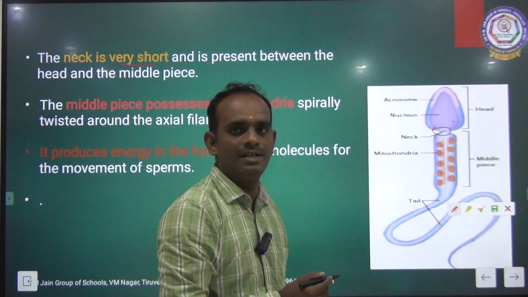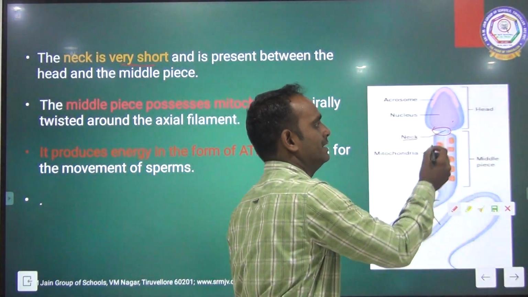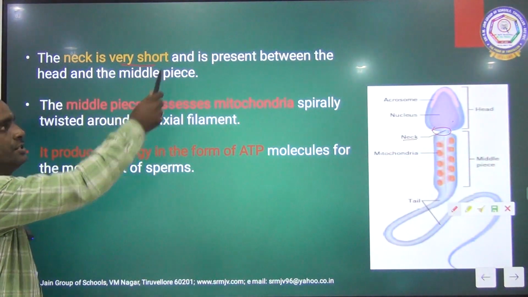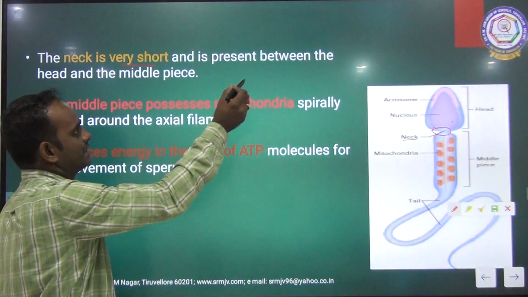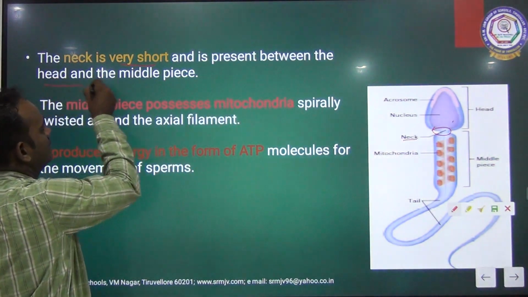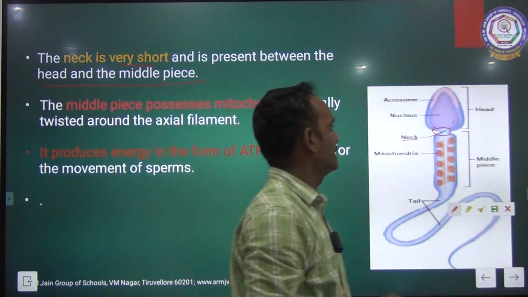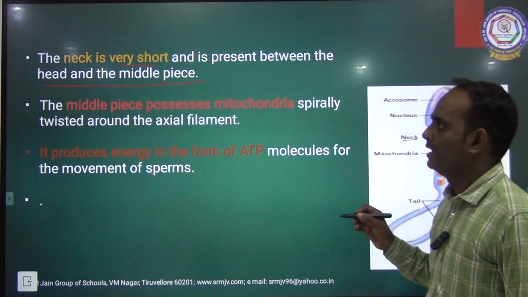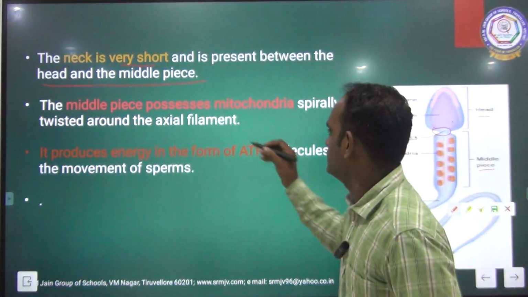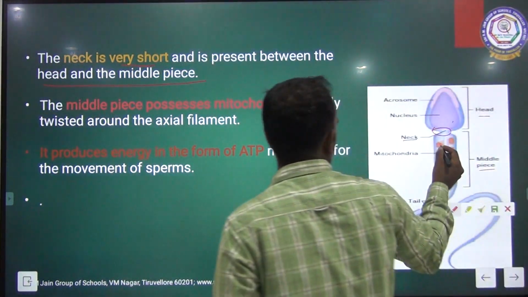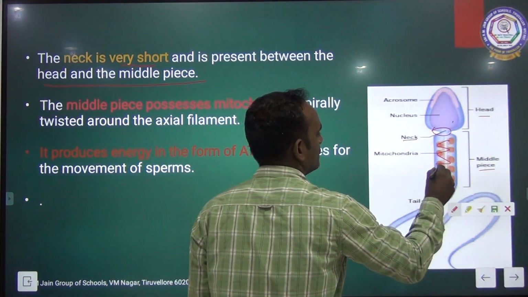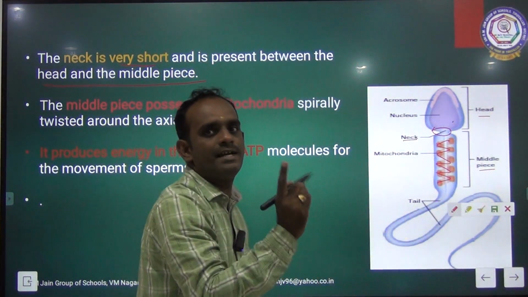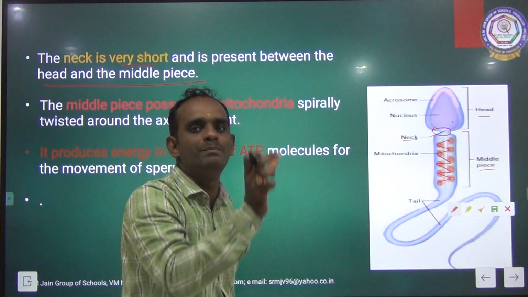Are you getting my point? The neck connects the head and the middle piece. Clear? So the neck is very short and present between the head and the middle piece. The middle piece possesses mitochondria. See the structure, this is called mitochondria. It is spirally twisted. These are spirally twisted mitochondria present in the middle piece.